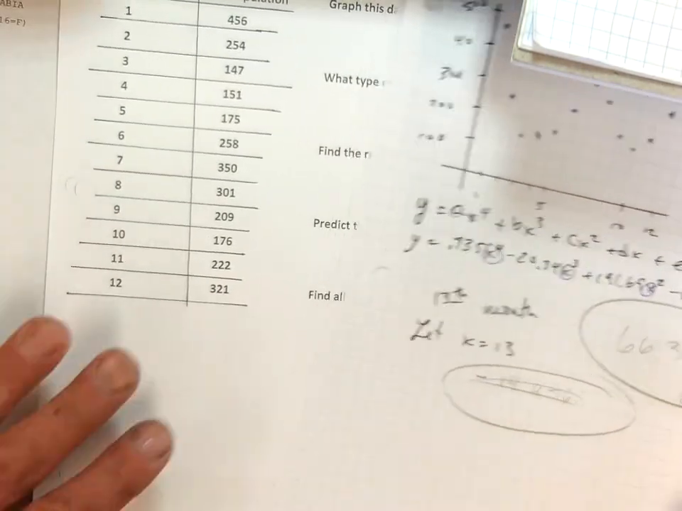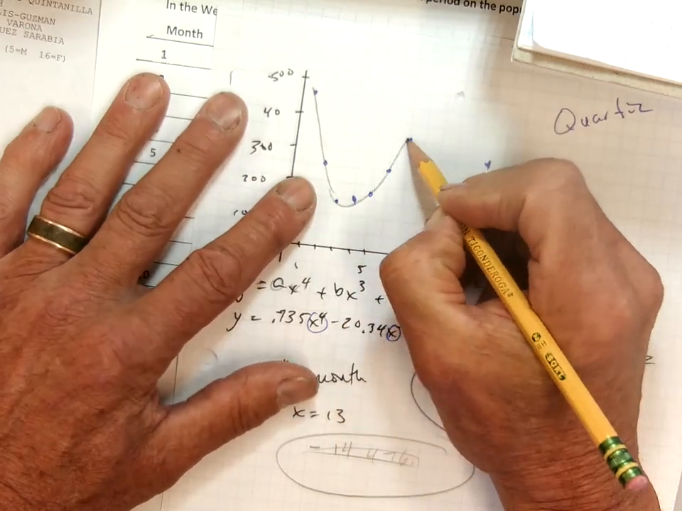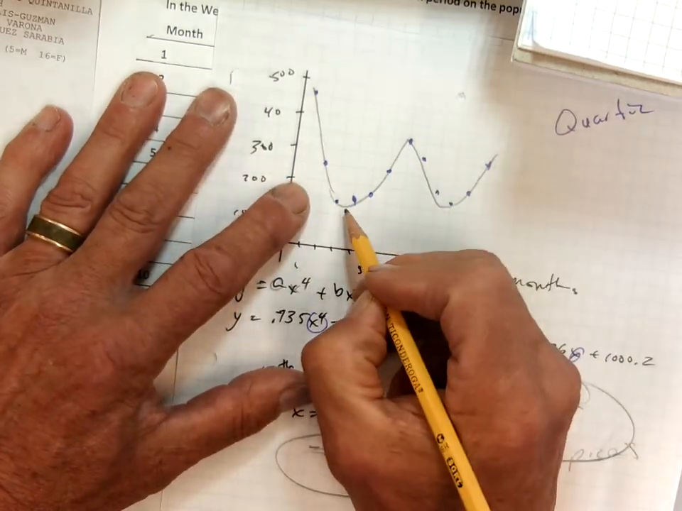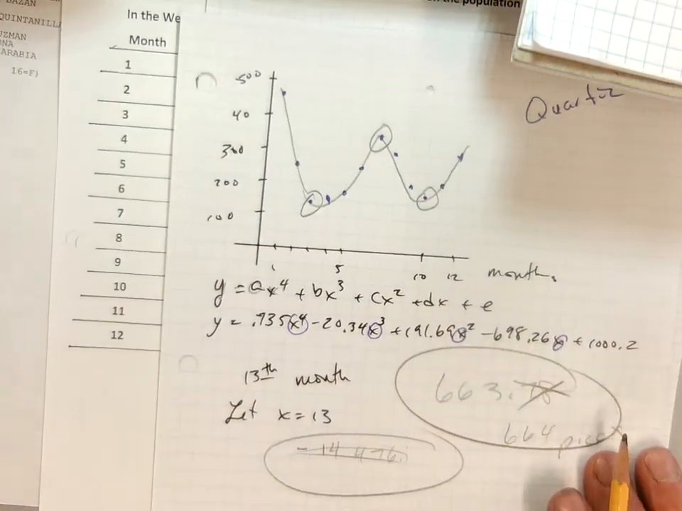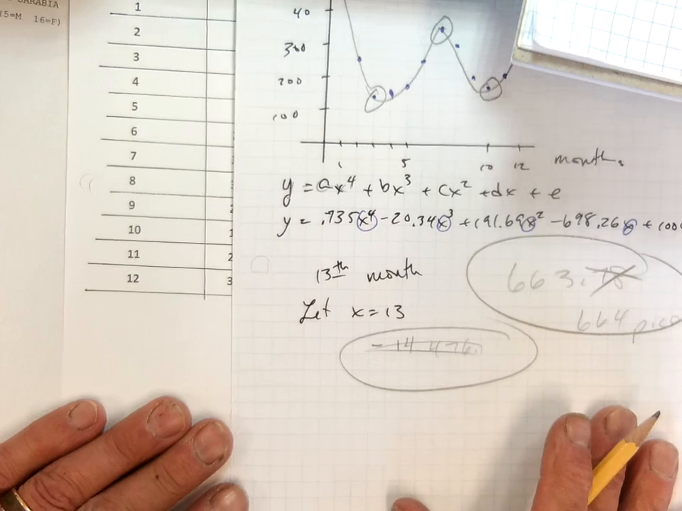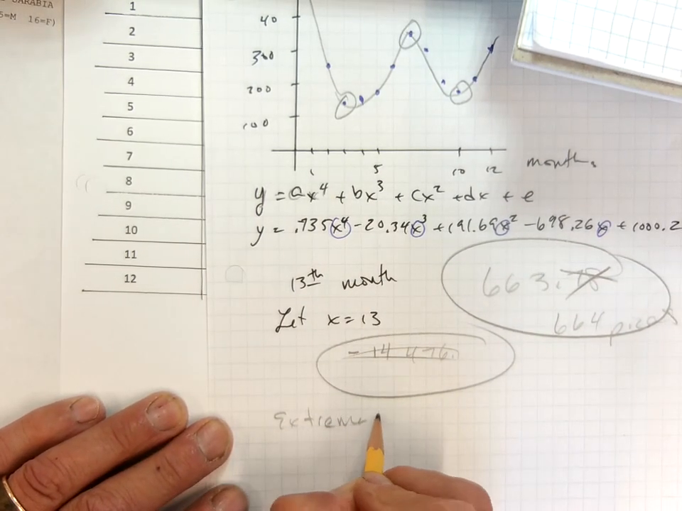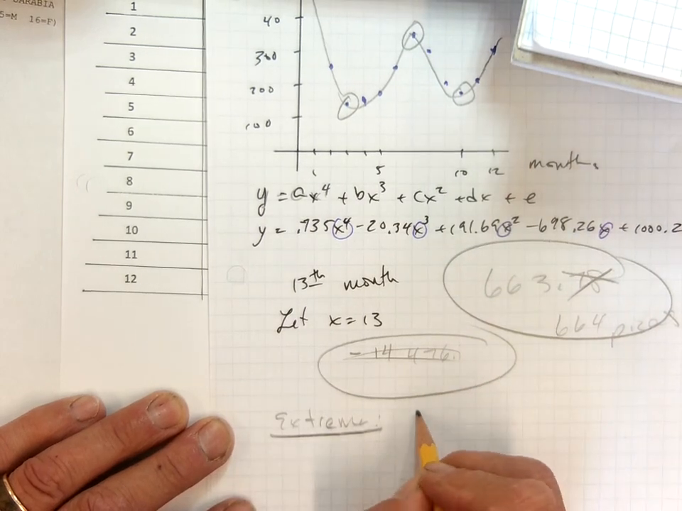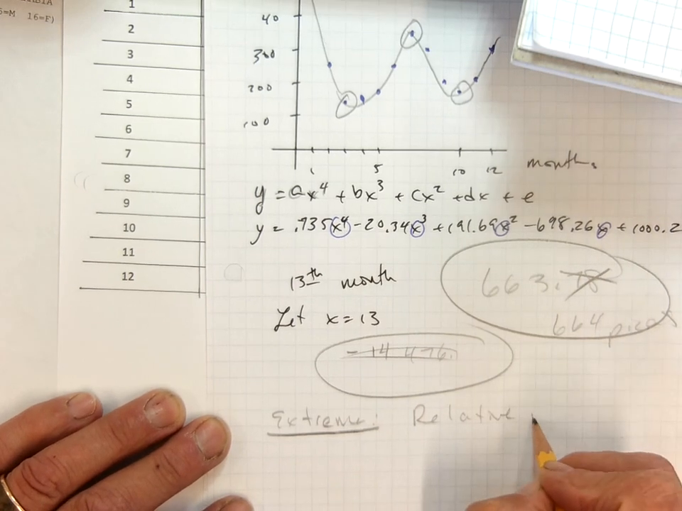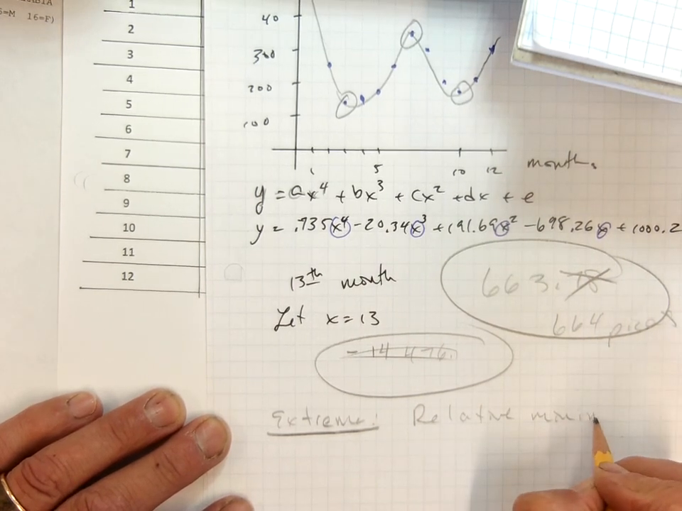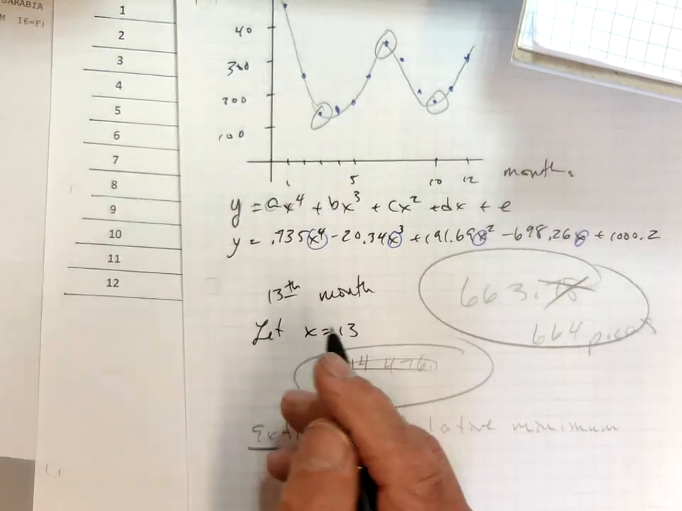All right, extrema. When you take a look at the extrema, we can predict our extrema to be here, here, and here. These are our maxes and our mins. So we've got a minimum. So extrema. I've got a relative minimum. I'll use the other color pen, sorry.